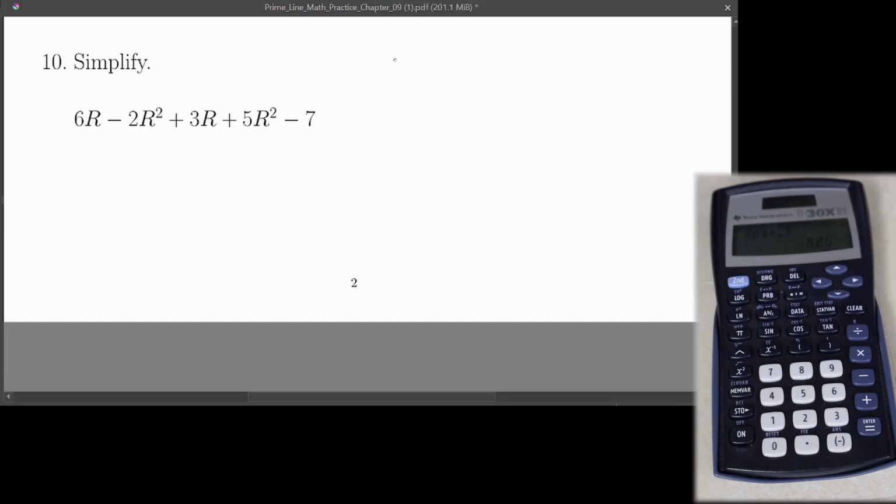Alright, number 10, we are going to combine our negative 2r squared and positive 5r squared, which would give us 3r squared. And then we're going to combine our 6 and our 3 to get a positive 9r. And then we have our negative 7 for our final value.